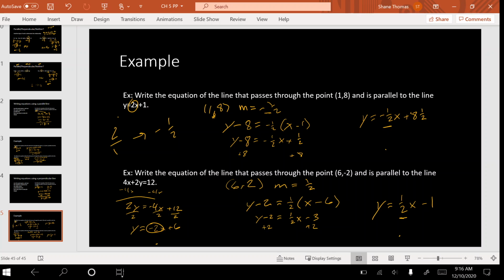All right? If you want to find the equation of a line through a point that's parallel to another line, steal the slope, and use that slope and that point to make your equation. If you're writing an equation of a line that passes through a point and is perpendicular to a line, steal the slope from the perpendicular line, flip it, change the sign, and use that with your point for your line. Any questions?